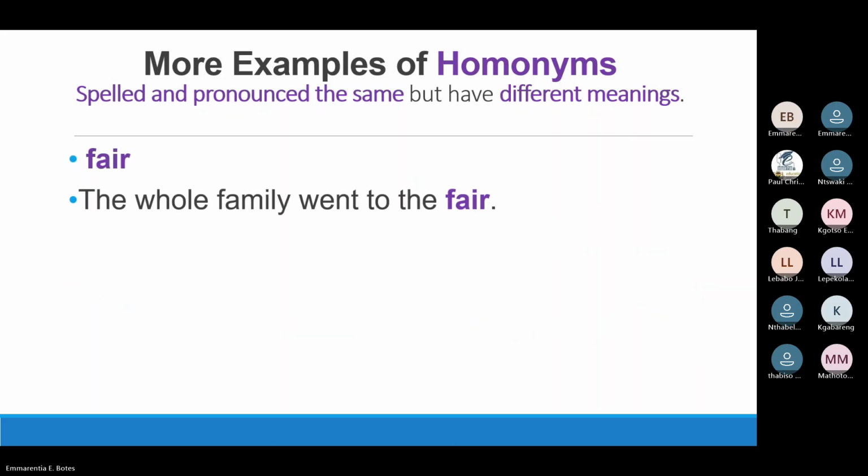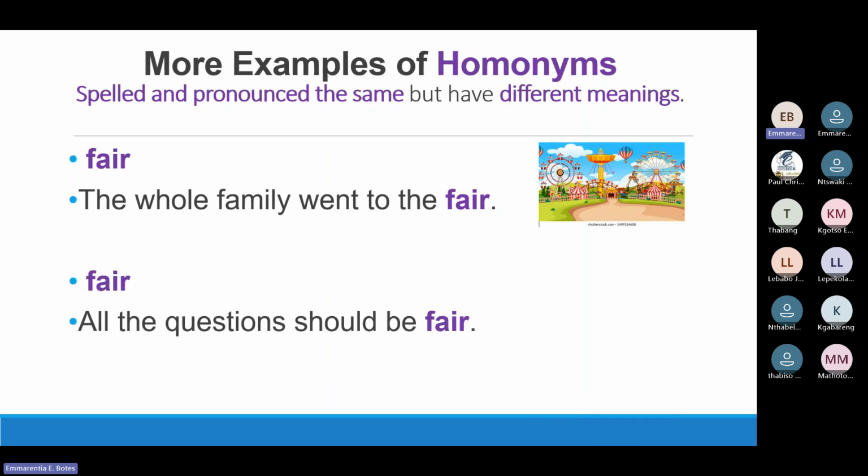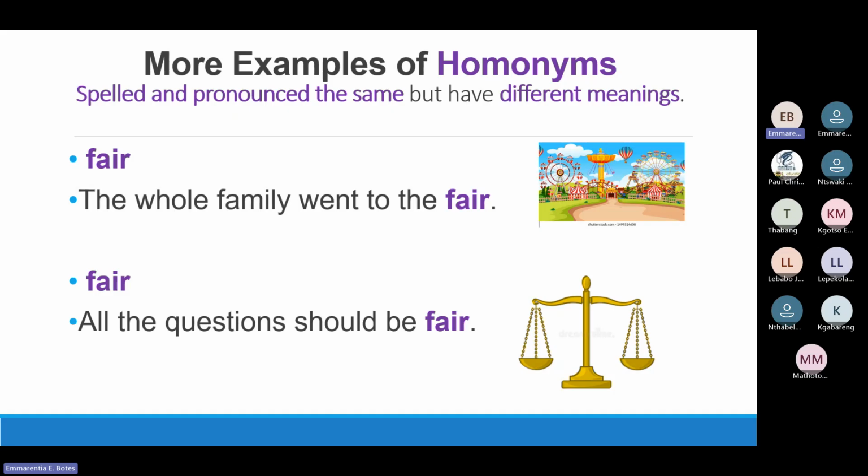Let's look at another one. Fair. The whole family went to the fair. Or fair. All the questions should be fair. So there we have it. Fair, spelled and pronounced the same, but with different meanings. So when we read these two sentences, we get different pictures in our minds, and then we know we are working with homonyms.